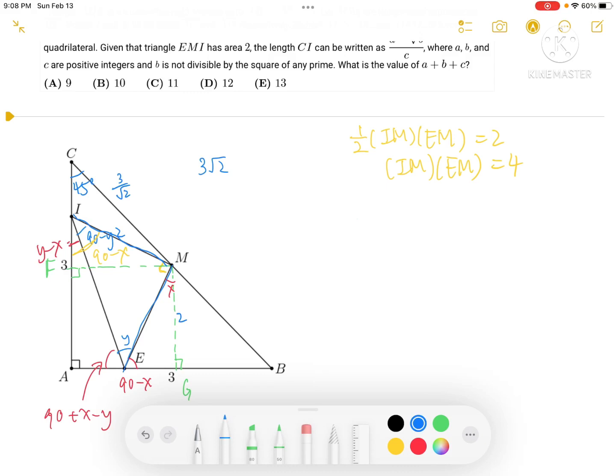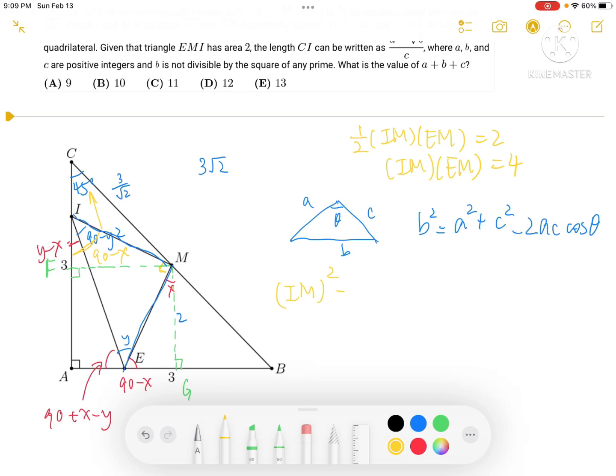So now we can use the law of cosines to solve the problem. The law of cosines states that if here is a triangle ABC with angle theta, then a squared is equal to b squared plus c squared minus 2bc cosine theta. So in this case, theta is 45, which is the opposite angle of IM.